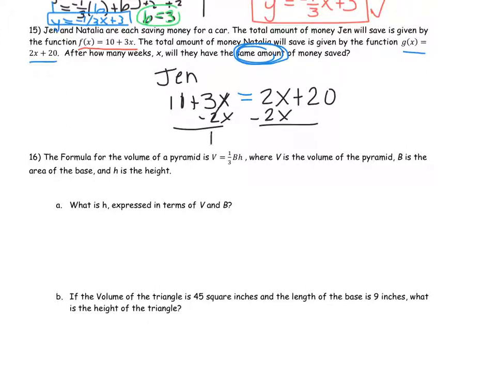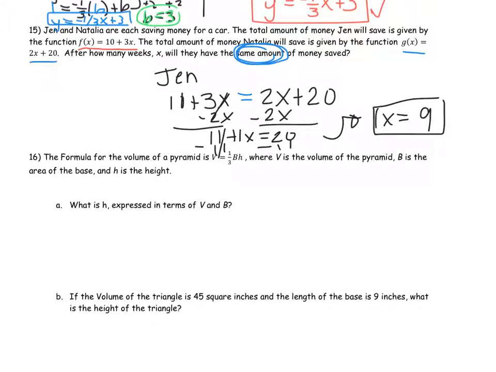So 11 plus 1x is equal to 20. Subtract 11. So I have 1x is equal to 9. So that means after 9 weeks, they will have the same amount of money saved.